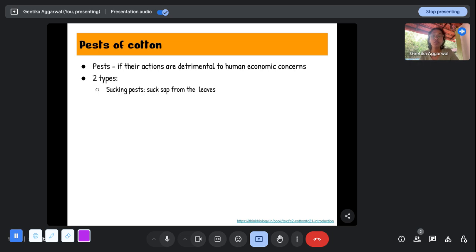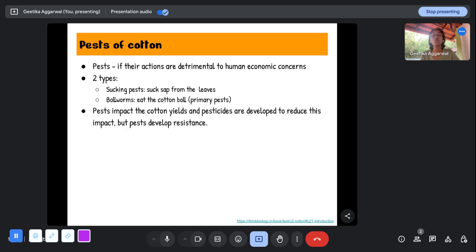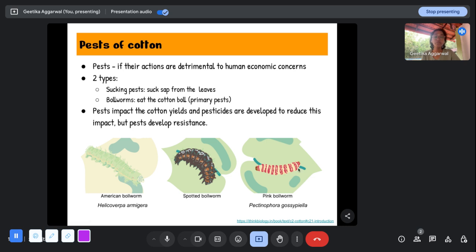There are two types of pests in cotton. One of them are sucking pests, which suck the sap from the leaves of cotton, decreasing the health of the plant. The other ones are bollworms, which directly affect the cotton bolls, which we are interested in. They eat the cotton bolls, and that's why they're the primary pests. There are three types of bollworms: American bollworm, spotted bollworm, and pink bollworm. But in India, our cotton plants were majorly affected by the American bollworm, Helicoverpa armigera, and the pink bollworm, Pectinophora gossypiella. So we were concerned with these two bollworms.